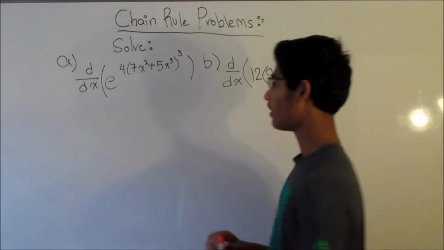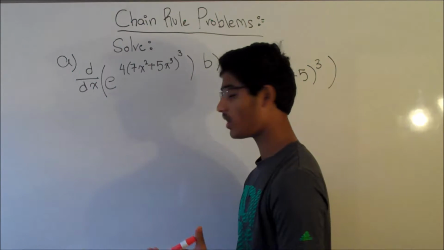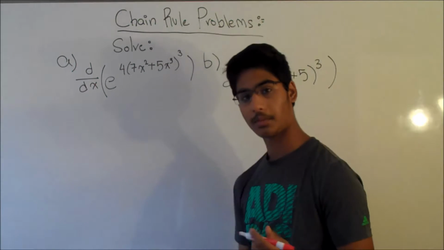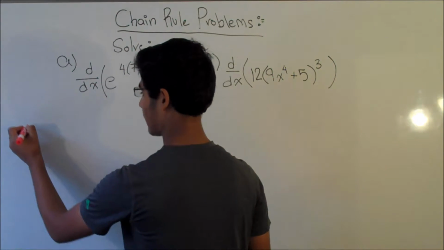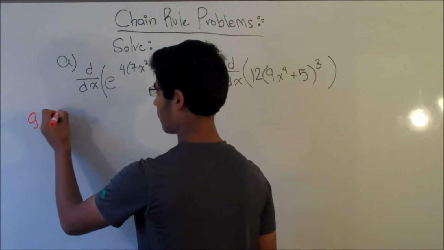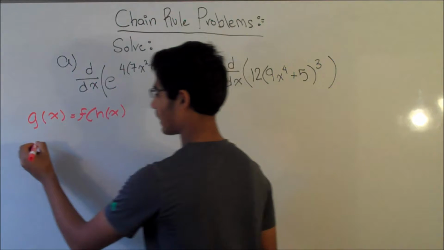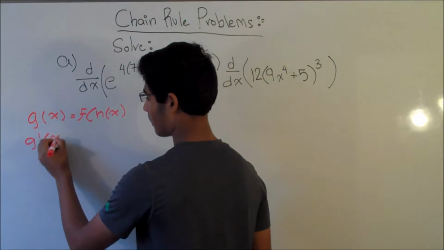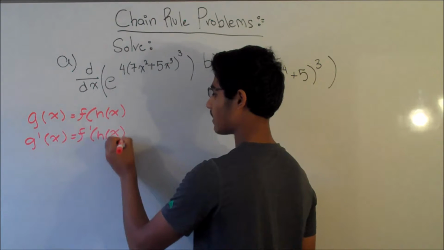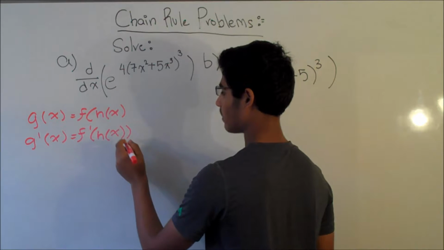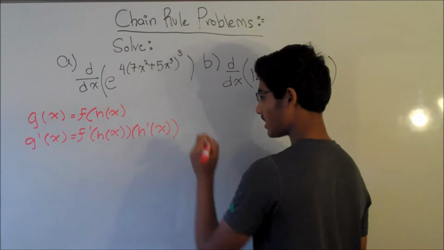So whenever we have a composition of functions, which means that whenever we have functions that are put together, one inside of another, we have to use something called the chain rule to find the derivative. So the chain rule states that if g of x is equal to f of h of x, then g prime of x is equal to f prime of h of x times h prime of x. So this is what the chain rule says.